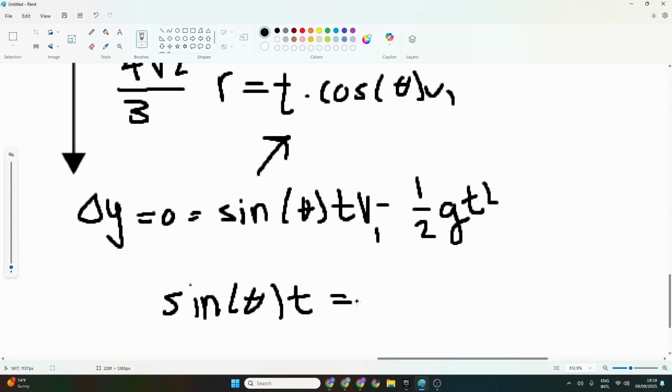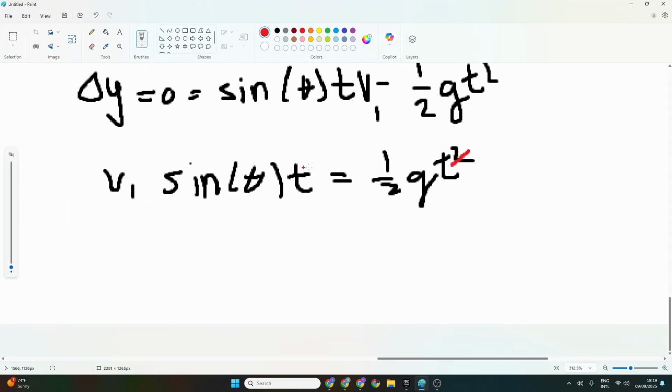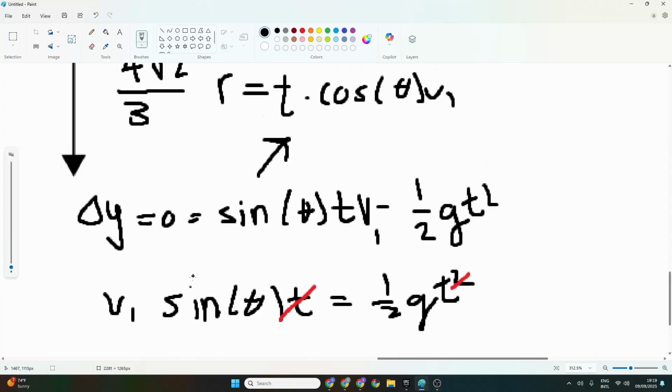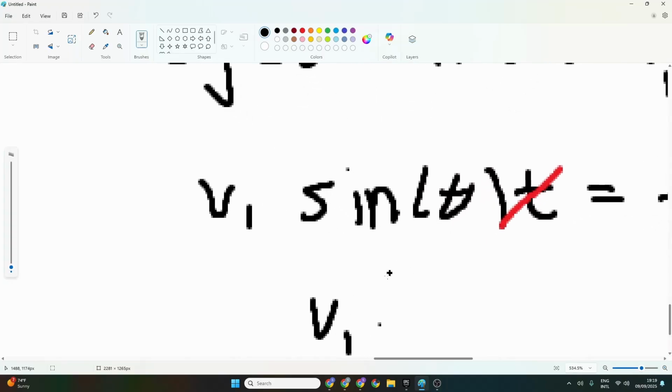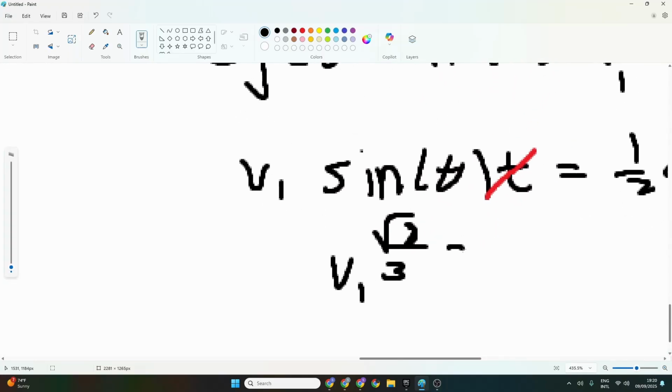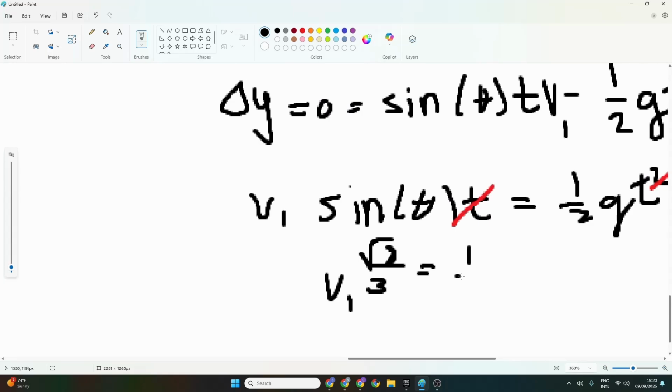So anyway, we have sine theta times t, the t's would cross out in this case, but I guess I'll just write it out. Sine theta times t is equal to 1/2 gt squared. The t's cancel, so you're left with v1 times sine theta, which I'll remind you, sine theta is equal to radical 8 over 3. So radical 8 over 3 is equal to 1/2 gt squared.